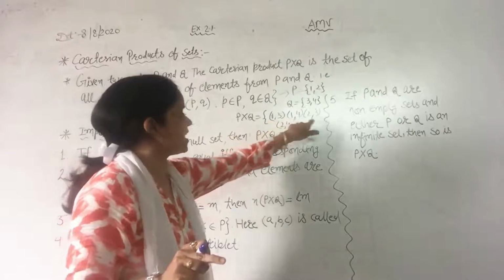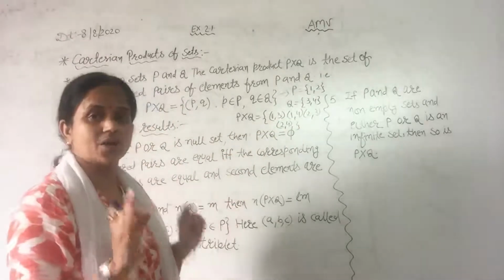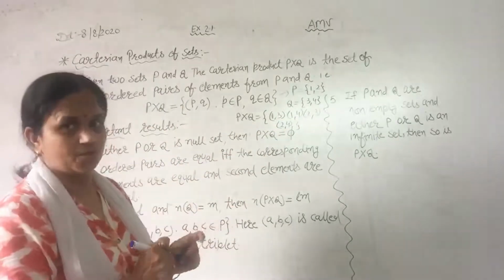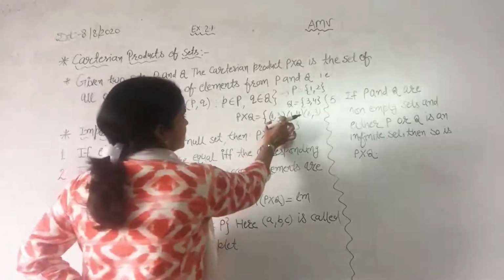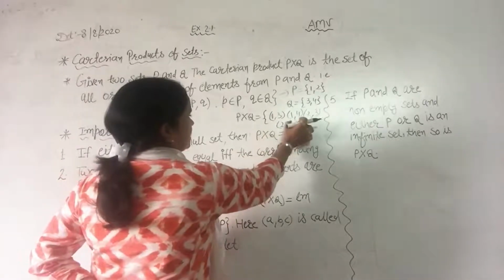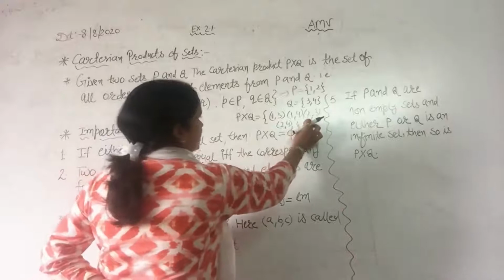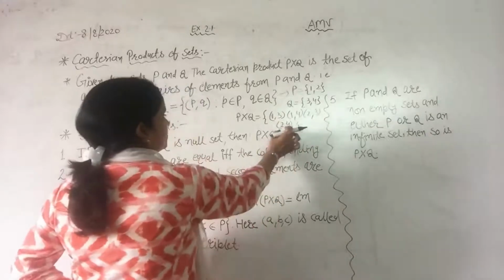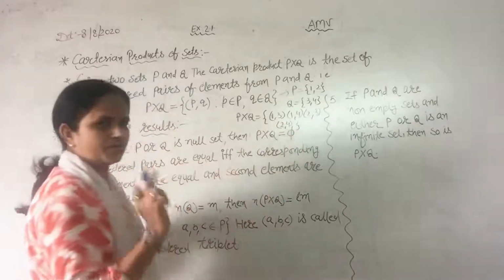And these are 4 elements. Now how many elements does this set have? 4 only. The first element is (1, 3), the second is (1, 4), the third is (2, 3), and the fourth is (2, 4).